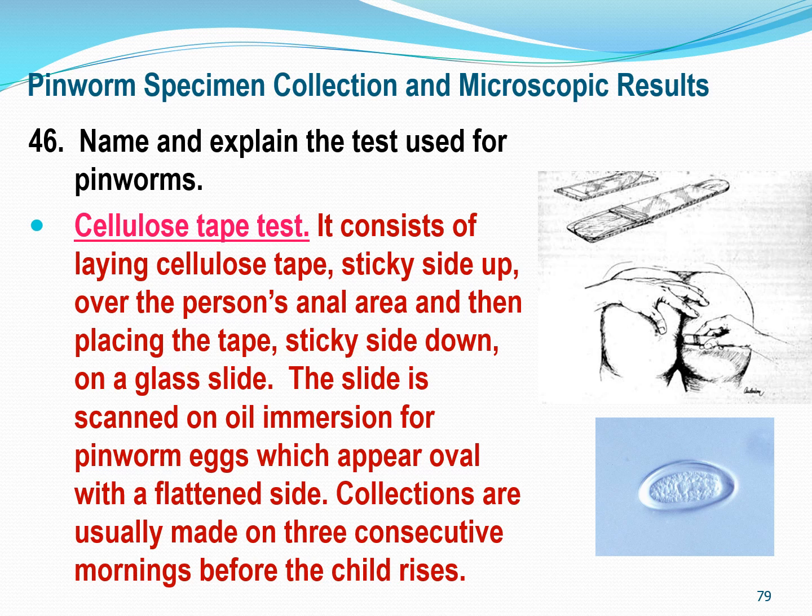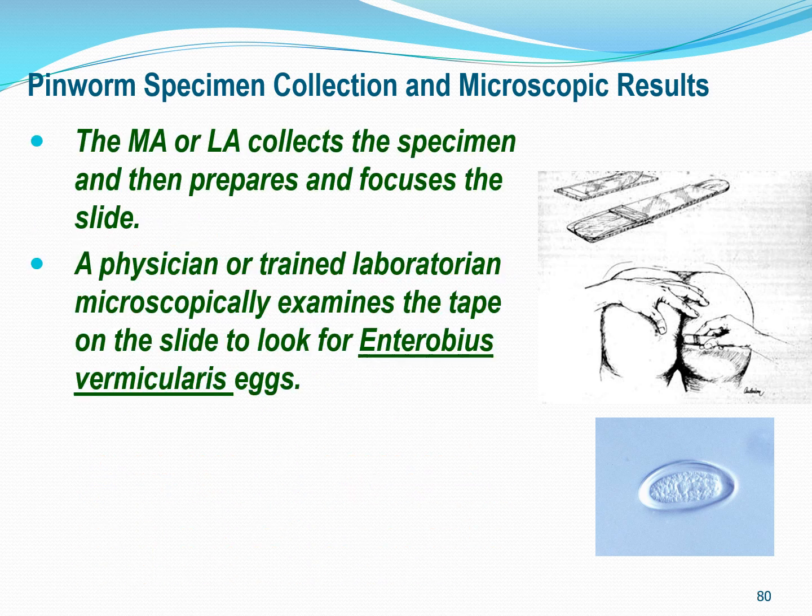Collections are usually made on 3 consecutive mornings before the child rises. The MA or LA collects a specimen and then prepares and focuses the slide. A physician or trained laboratory professional microscopically examines the tape on the slide to look for Enterobius vermicularis eggs.